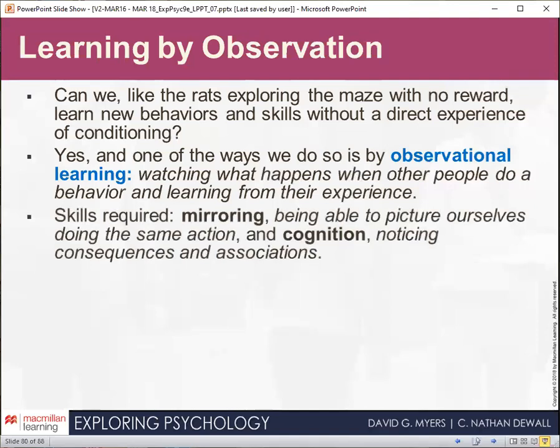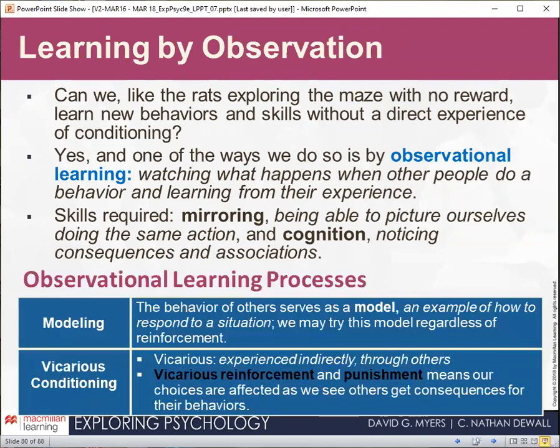The skills required in order to complete observational learning: first we have mirroring. Mirroring is being able to picture ourselves doing the same action. And cognition, noticing consequences and associations. So we need to be able to mirror ourselves doing the action and be able to notice consequences and associations. So the observational learning processes. Modeling. Modeling is when the behavior of others serves as a model, an example of how to respond to a situation.